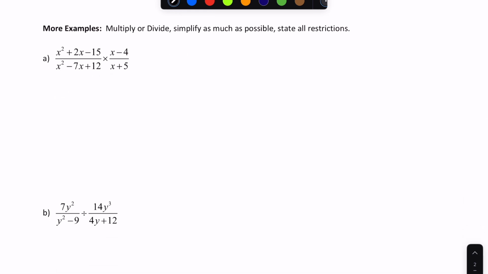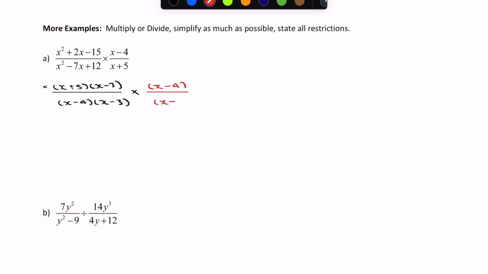Okay, so here again it says multiply or divide, simplify as much as possible, and state all restrictions. So here, factor, we get x plus 5, x minus 3 over x minus 4, x minus 3, times x minus 4 over x plus 5.